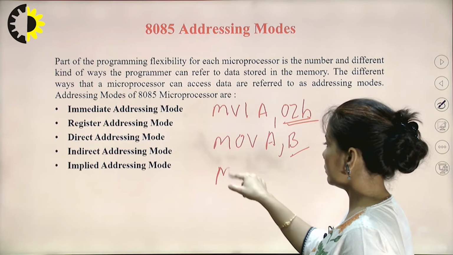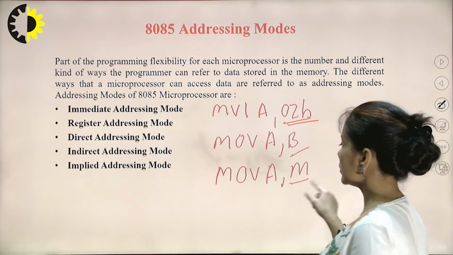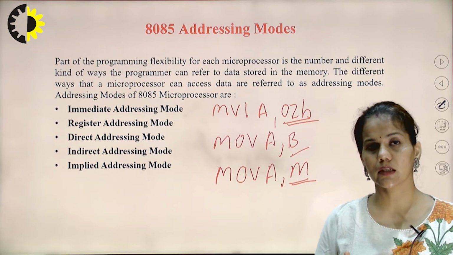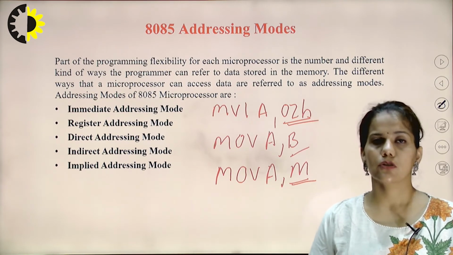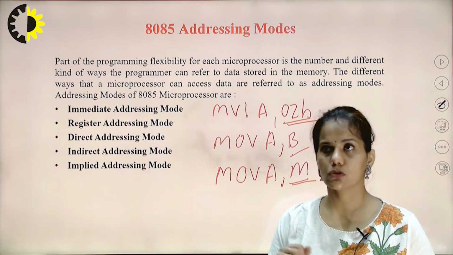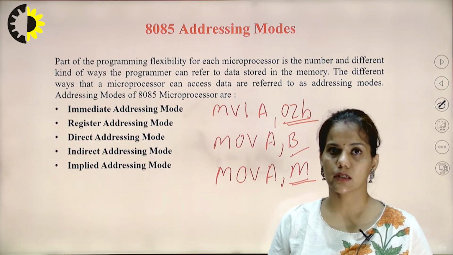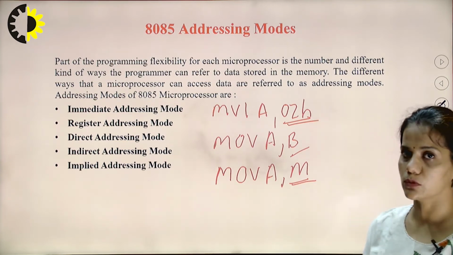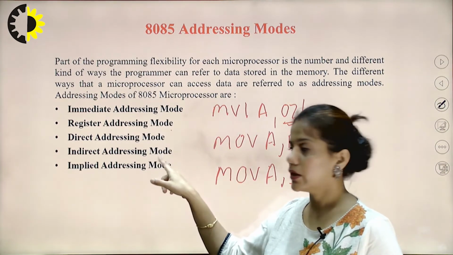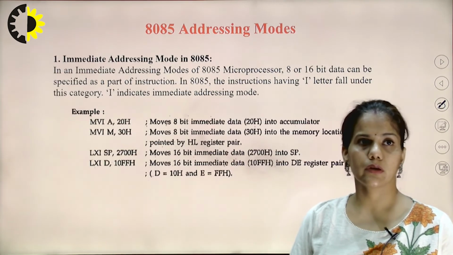If I write MOV A, M, these are not the direct contents which will be copied to A, but these contain the pointer to some contents. So in this way, there are different ways of specifying the operands in the instruction. For 8085, there are 5 ways of specifying the operands, and these have been named as the 5 different addressing modes: immediate addressing mode, register addressing mode, direct addressing mode, indirect addressing mode, and implied addressing mode. One by one, we will go into the details.